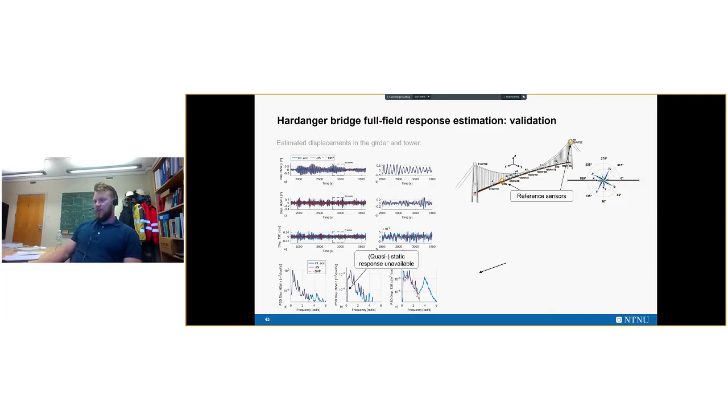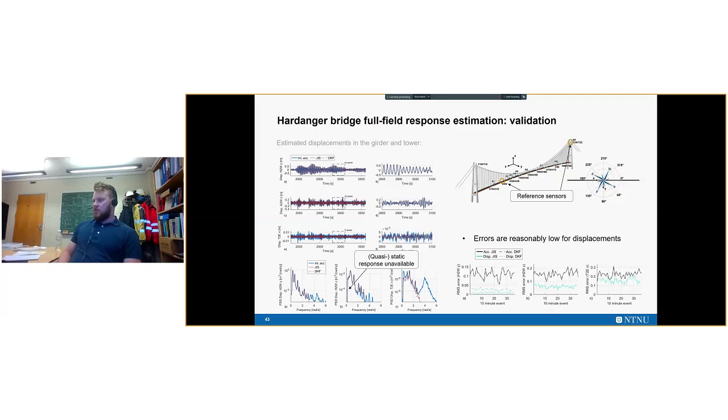One should note that the quasi-static response behavior is not available at this point, since our solution is obtained from acceleration data only, and this cannot describe the static behavior of the bridge. So the errors are reasonably low for the displacements, and we think that this proves the potential of this full field response concept in the suspension bridges.